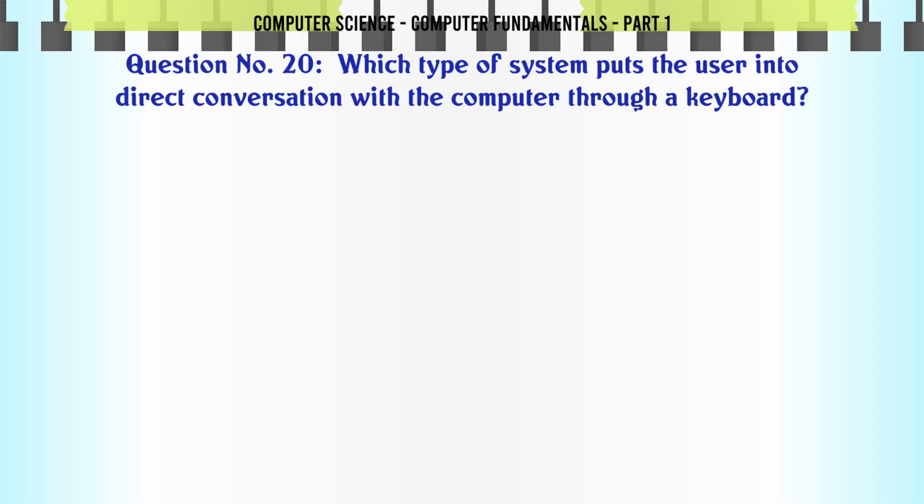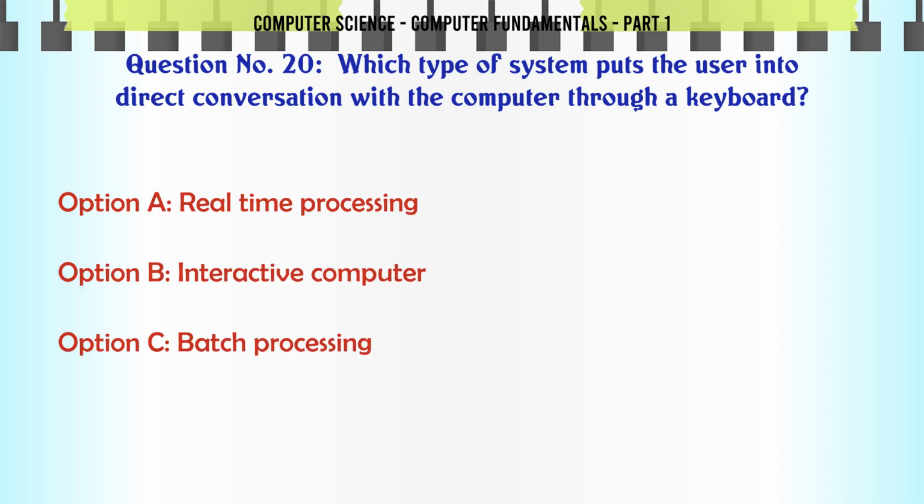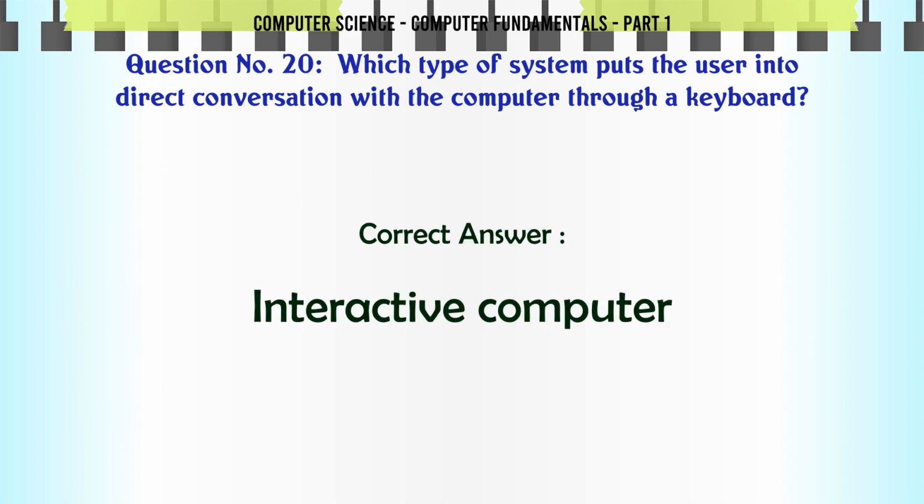Which type of system puts the user into direct conversation with the computer through a keyboard? A. Real-time processing, B. Interactive computer, C. Batch processing, D. Time sharing. The correct answer is interactive computer.